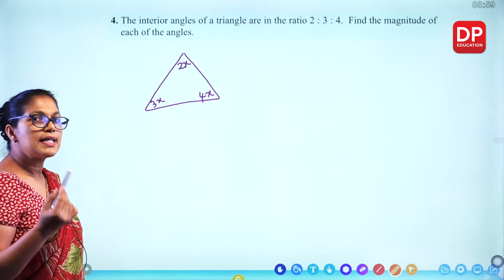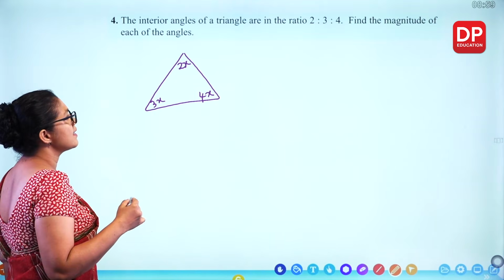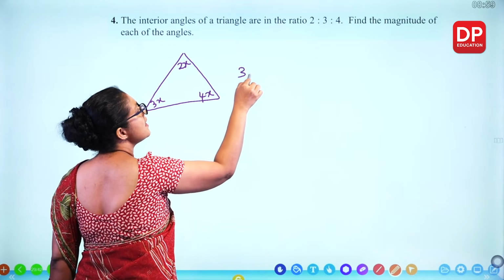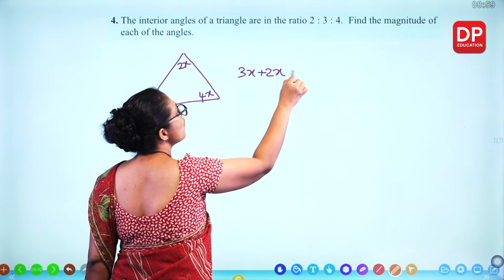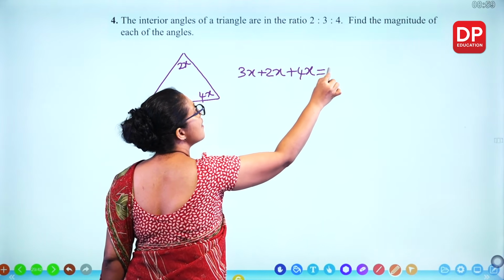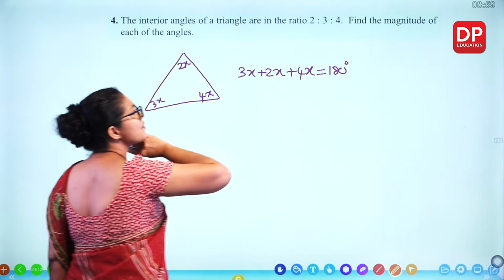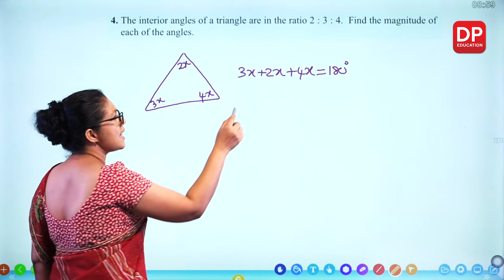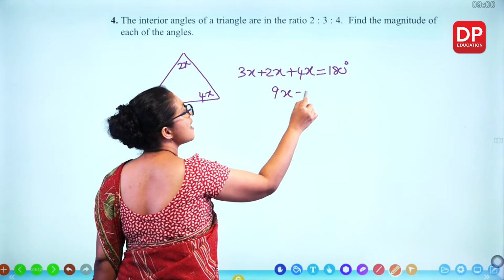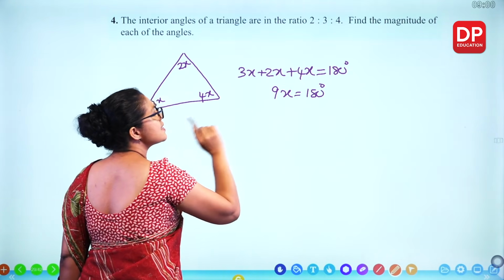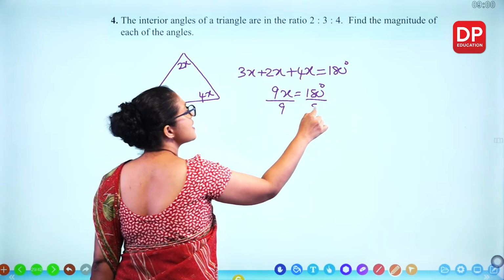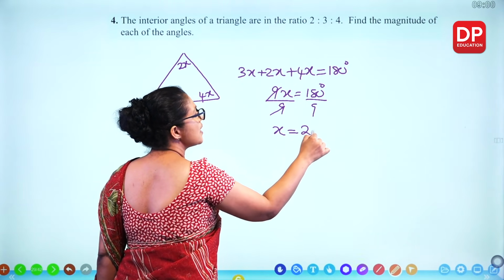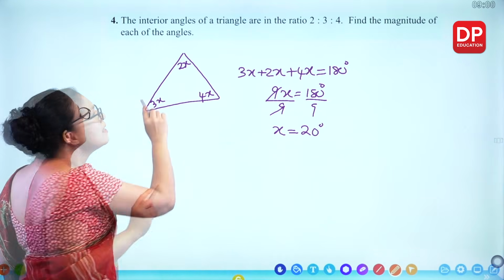So what's the rule? Sum of angles in a triangle adds up to 180. So I can write 3x plus 2x plus 4x is 180. So what's the sum? 3 plus 2, 5, 5 plus 4, 9x. So 9x equals 180. So what is x? I can divide both sides by 9. x equals 20 degrees.